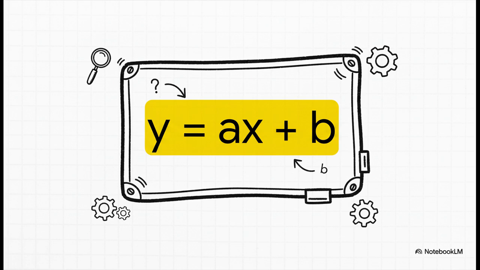Now, I know what you might be thinking. Letters and numbers, this looks complicated. But stick with me. By the end of this, you're going to see that a and b are just two super simple instructions, and you'll be able to read this language fluently.